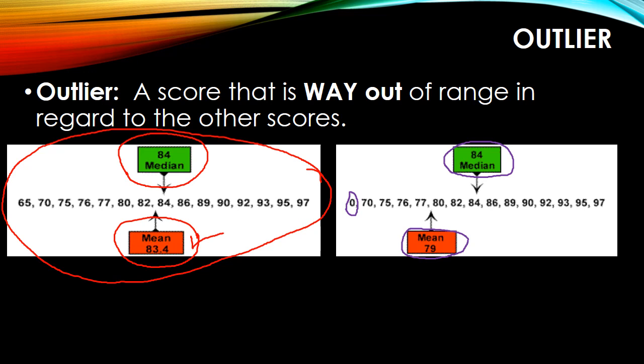So when we have an outlier in a data set, the best representer of the center is the median, while the mean is the best representation of the center when we have data without an outlier.